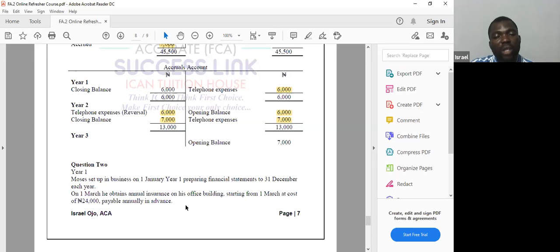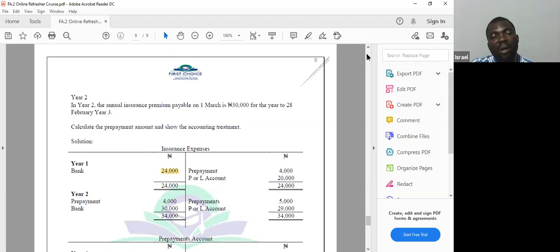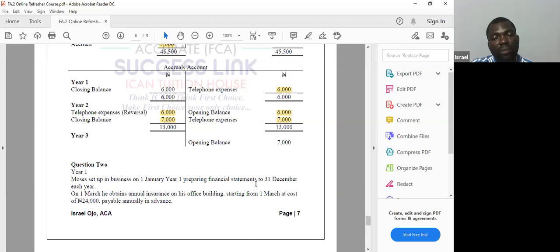Now you want to do this one, you just open your insurance account. How much was paid? The actual amount that was paid is 24,000. So your bank was reduced by 24,000. But remember, that 24,000 is for a full year, but the payment was made on 1st of March.